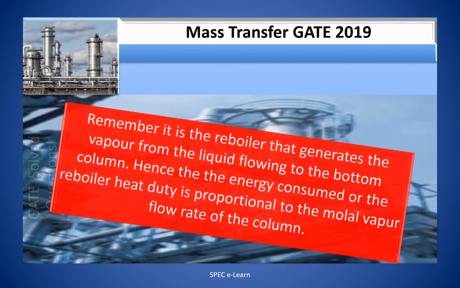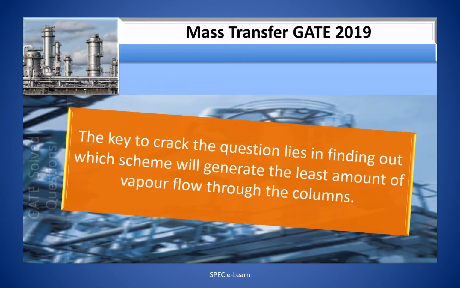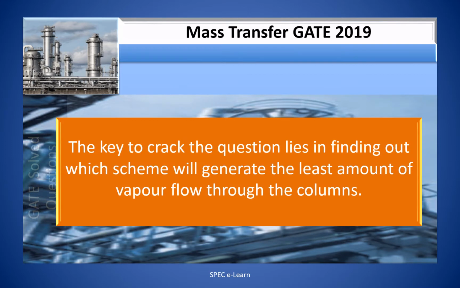Remember, it is a reboiler that generates a vapor from the liquid flowing to the bottom of the column. Hence, the energy consumed or the reboiler duty is proportional to the molar vapor flow rate of the column. The key to crack the question lies in finding out which scheme will generate the least amount of vapor flow through the columns.